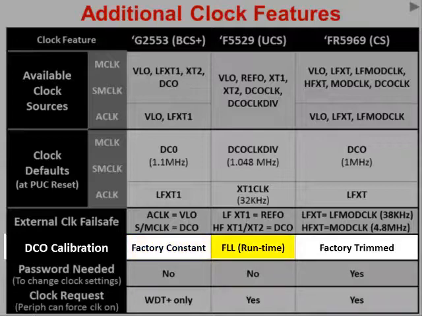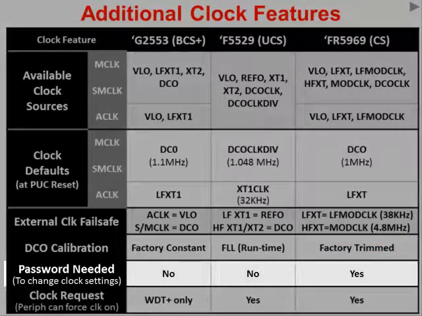For the F5529, it's done differently. It actually has hardware, a frequency lock loop known as FLL, that actually calibrates the DCO at runtime, responding to various issues, whether it be voltage changing, temperature changing, or whatever. The FR5969 is actually different than either of the other two. It's factory trimmed. By that we mean they've picked a number of frequencies that are supported by the FR5969, so that over time and temperature you get the precision that they've described in the datasheet.